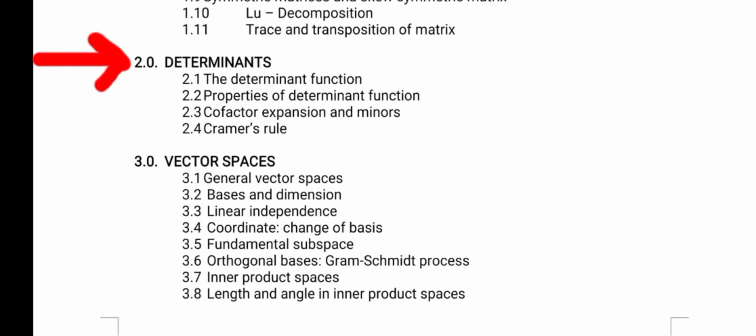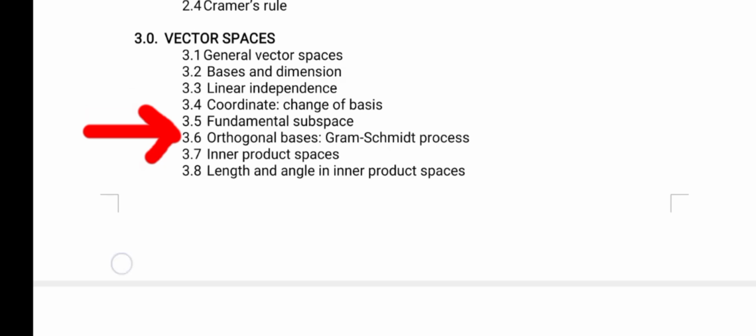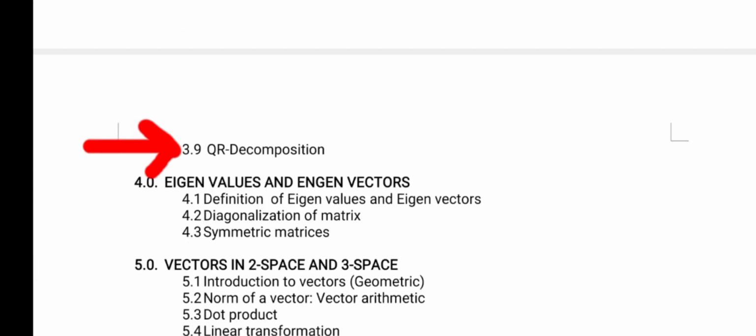In Chapter 2, you study Determinants, where you study the determinant function, properties of the determinant function, cofactor expansion and minors, and Cramer's rule. In Chapter 3, you study Vector Spaces, where you study general vector spaces, basis and dimension, linear independence, coordinates, change of basis, fundamental subspaces, orthogonal basis, the Gram-Schmidt process, inner product spaces, length and angle in inner product spaces, and QR decomposition.